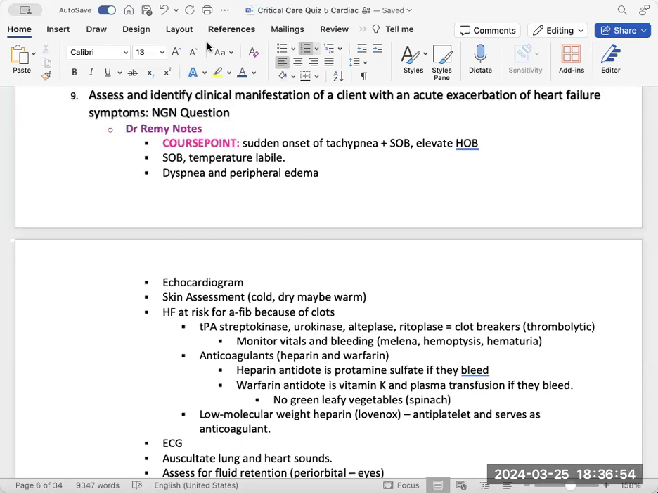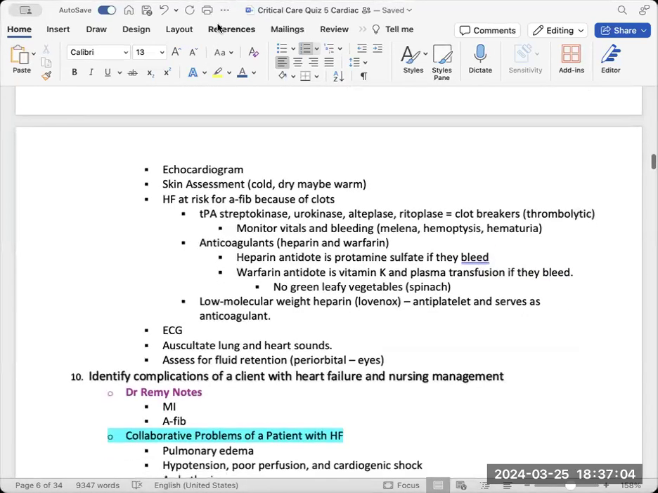Well, if they're having really bad shortness of breath, labile or changing temperatures, dyspnea and peripheral edema that's just getting worse. A skin assessment where the body's really cold. Heart failure patients could also go into AFib. So if we see atrial fibrillation on the EKG, that could be bad, and we know that they're at risk for stroke, specifically an embolic stroke, whether it's coming from clots.